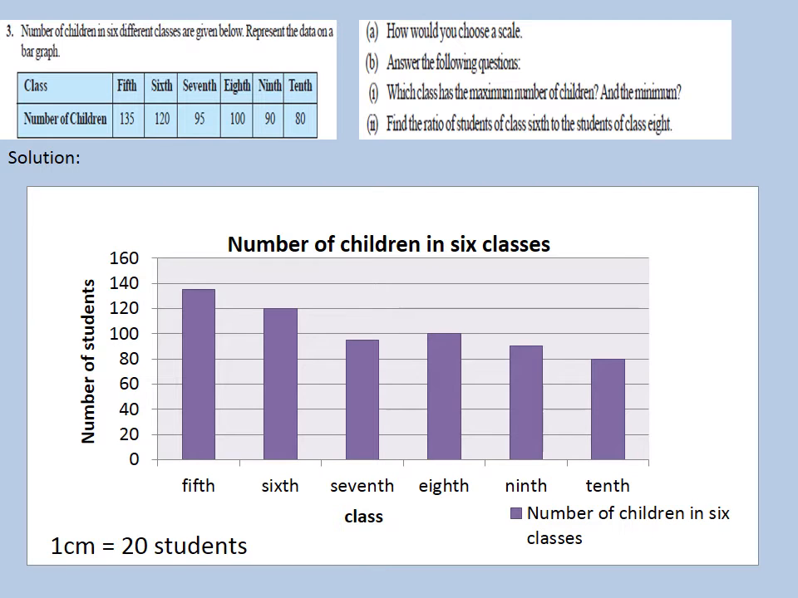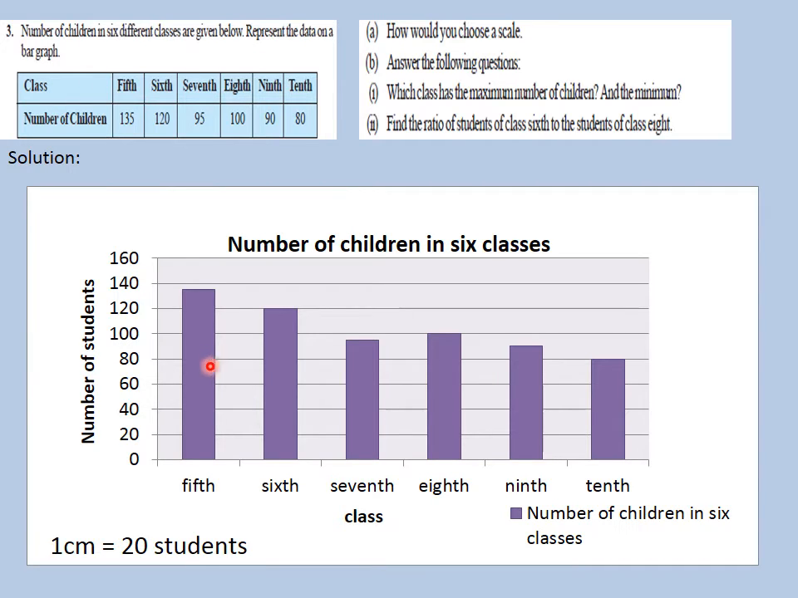Now let us see the third question. The second question you can do by yourself. Number of children in 6 different classes are given below. Represent the data on a bar graph.